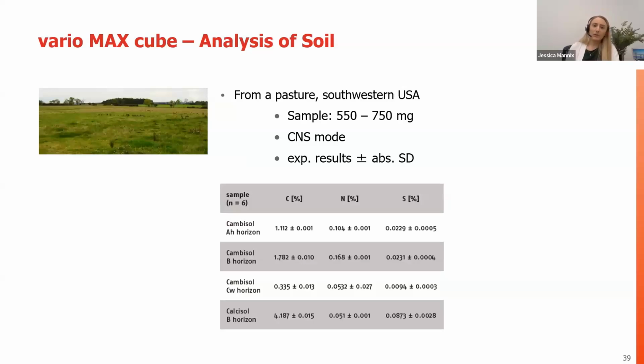This is some example data of what we're looking at. So these samples were obtained from a pasture in the southwestern United States, a little bit closer to home here for Elementar Americas. What we can see is expected concentrations of different layers of this soil horizon.